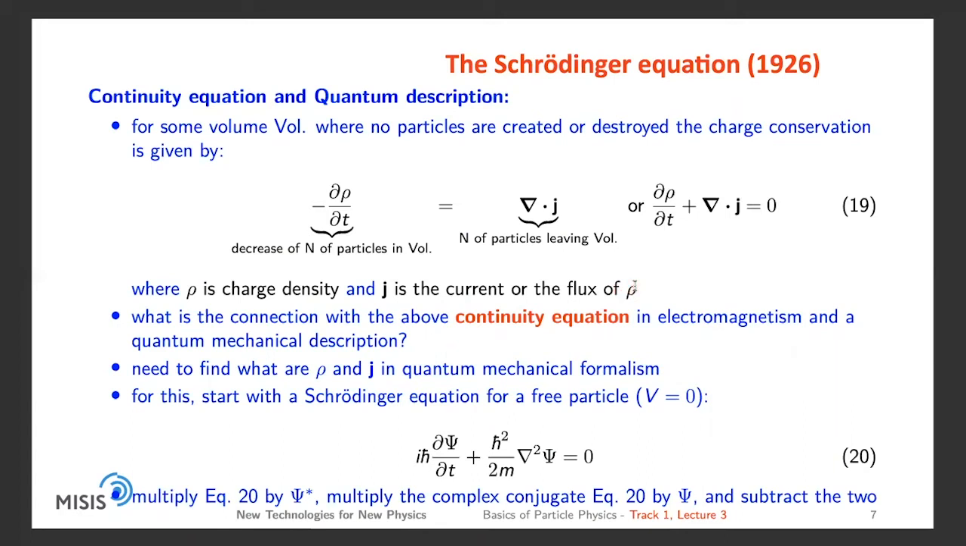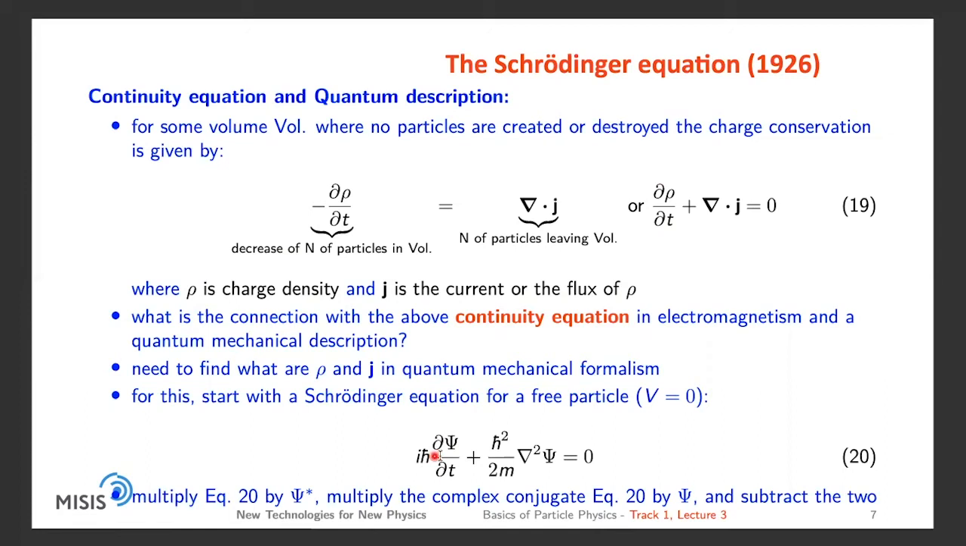Now, what is the connection between the above continuity equation here in electromagnetism and the quantum mechanical description? We need to find how rho and J look like in quantum mechanical formalism. For this, we start with the Schrödinger equation for a free particle, so potential is equal to 0.